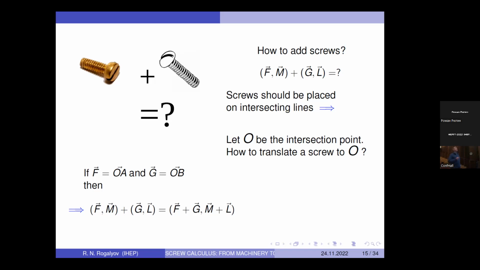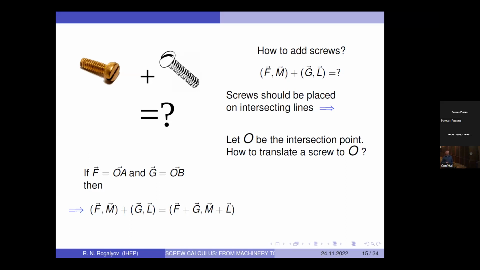However, when screw axes are skew lines, this problem is more difficult. And we come to the problem of how to locate a screw at some point beyond the line of its section, or beyond the axis of the screw. When the axes of screws intersect, then the problem of adding forces or adding screws is simple, and the solution is written here.